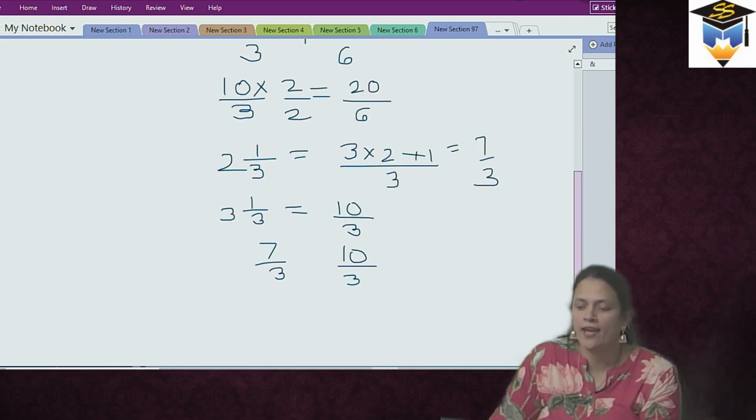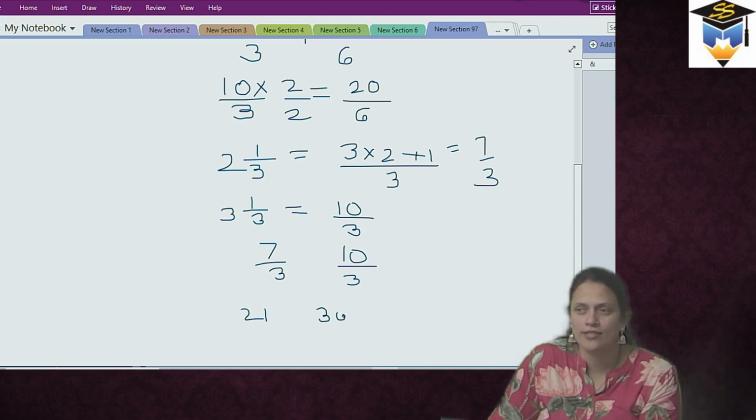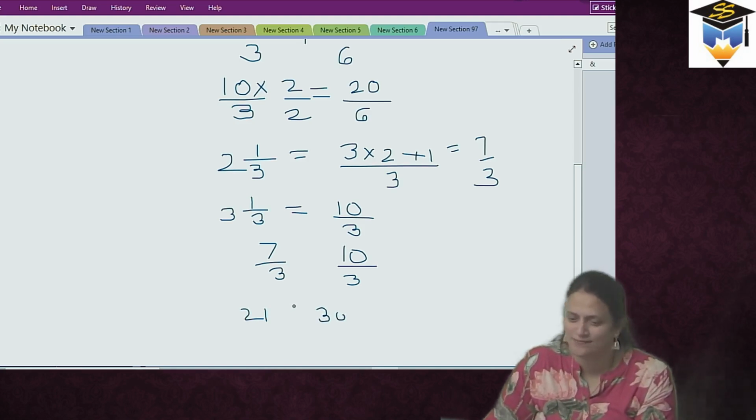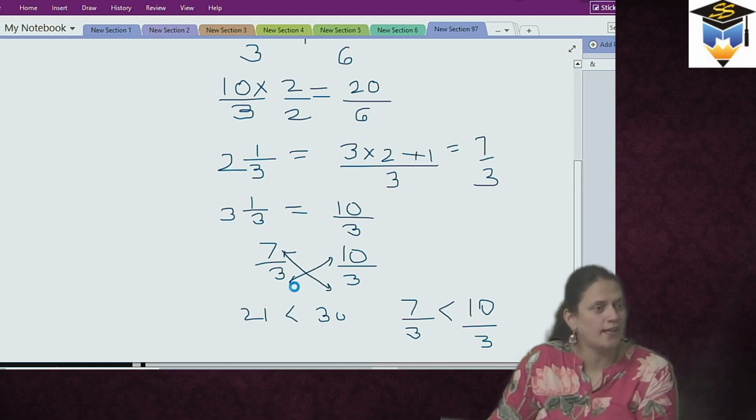Easiest step क्या है? Cross multiplication. What is 7 times 3? It comes out to be 21. 3 times 10, it comes out to be 30, which is greater? So that means the second वाला जो fraction है वो greater है than the first fraction. Because यहाँ पे हमने क्रॉस मल्टीप्लाई किया है. ठीक है?